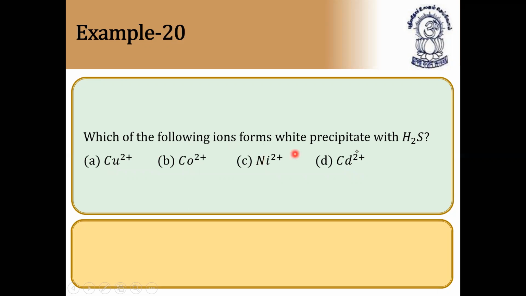Which of the following ions forms a white precipitate with H2S? This is a theoretical question, so you have to remember the answer. So the answer is cadmium, because cadmium on reaction with hydrogen sulfide forms cadmium sulfide, which is a white precipitate. So cadmium combines with hydrogen sulfide and forms cadmium sulfide precipitate along with hydrogen gas. So cadmium sulfide is a white precipitate.